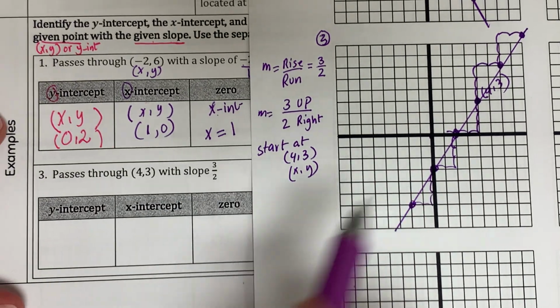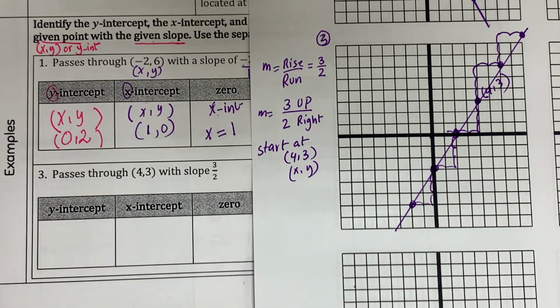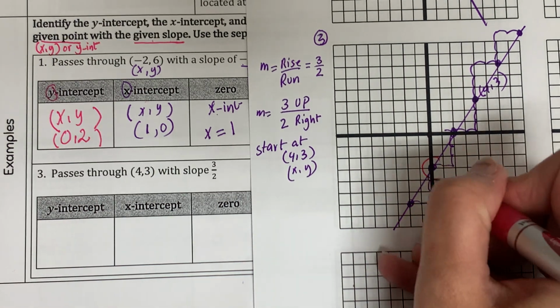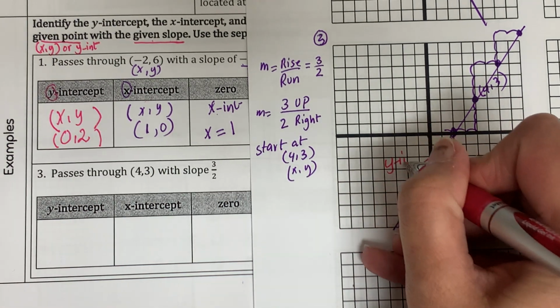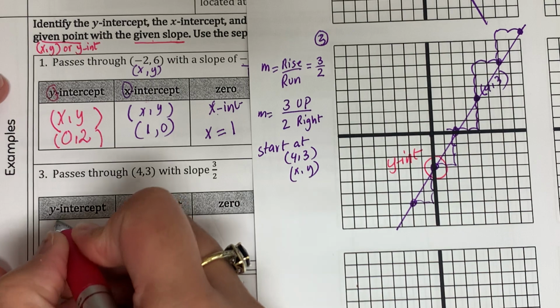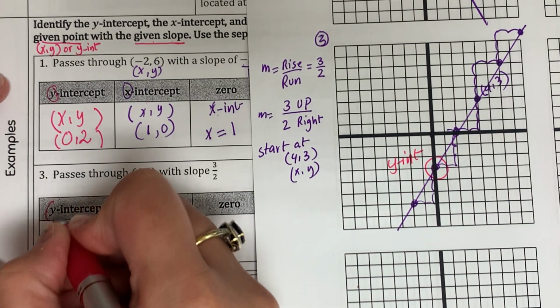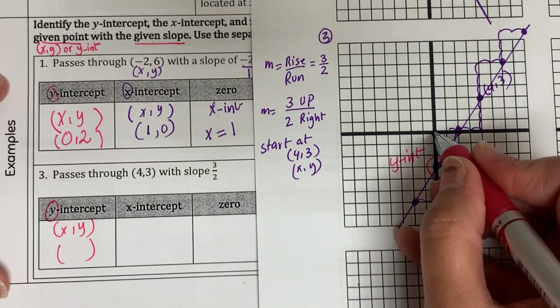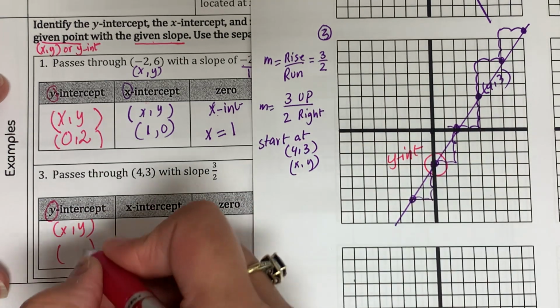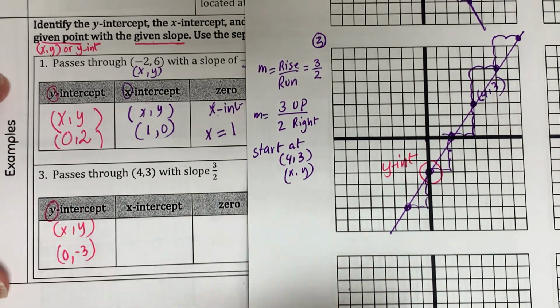Now let's see what information that we need. We need the y-intercept first. This point is the y-intercept. Circle it and write y-intercept here. And then we are going to write the value of the y-intercept. Y-intercept should have the y. It is 0, -1, -2, -3. This is -3, 0, -3.